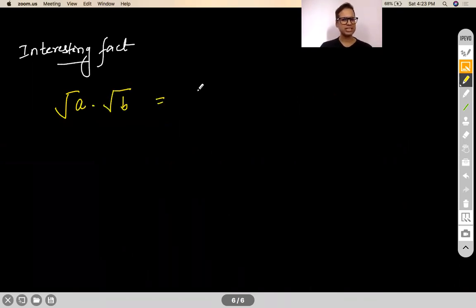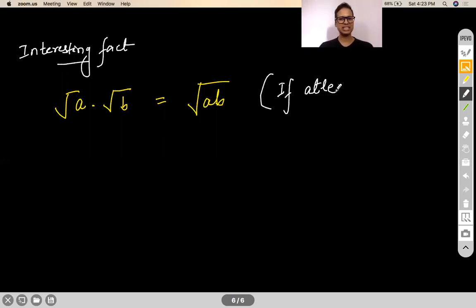Now, one very interesting fact. In fact, it's a myth, a wrong notion that I would like you to understand. When we say under root of a into under root of b, many people construe this as under root of ab. Please note that this formula works if at least one of a and b is greater than or equal to zero. That means if both of them are negative, this formula will fail. How will this formula fail? Let me show you that.